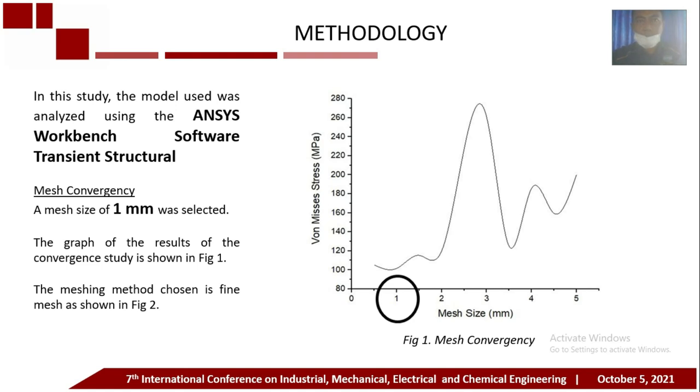Previously, a mesh convergence study was conducted to obtain the optimal mesh size. From the convergence study, a mesh size of 1 mm was selected. The graph of the result of the convergence study is shown in the figure. The meshing method chosen is fine mesh. In the connection contact between the neck and the femoral head, the type of bonded connection was selected.